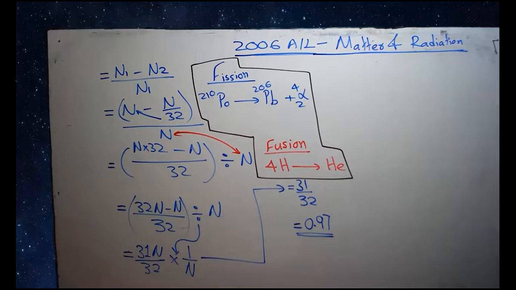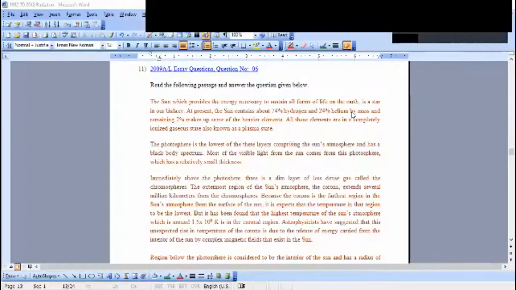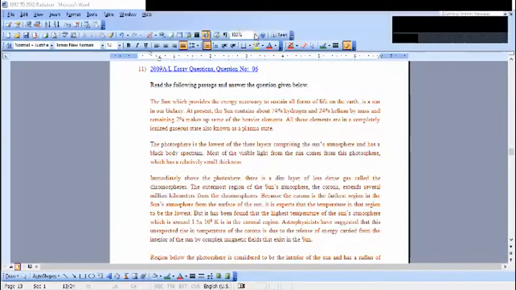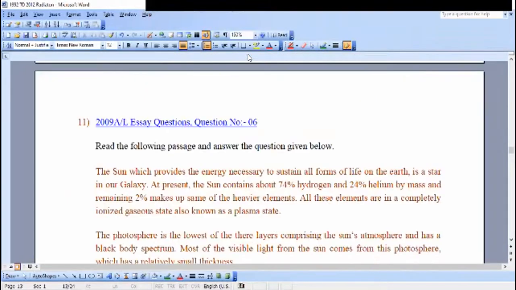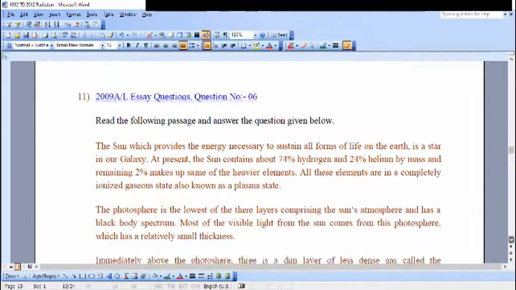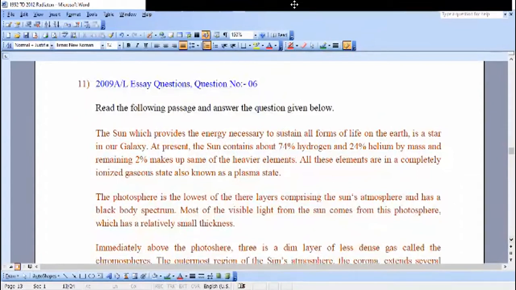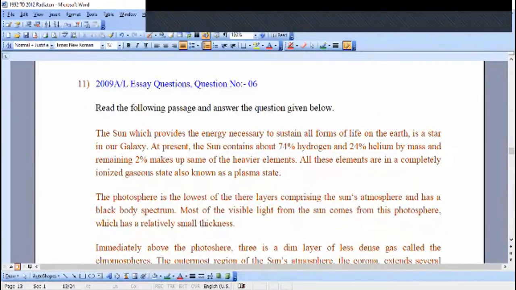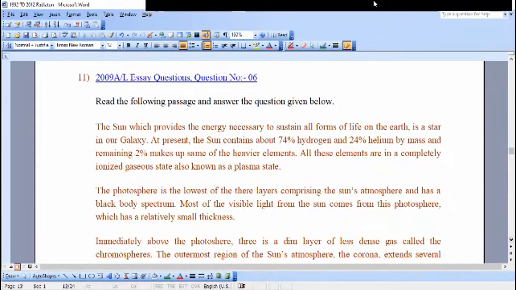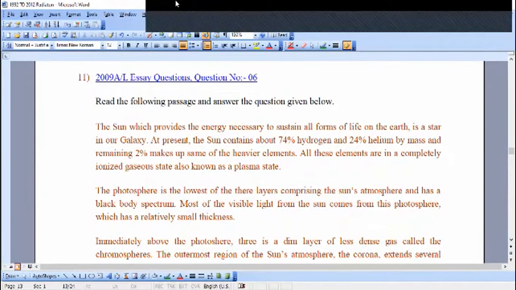Right. I'll show you one more past paper question. Let's try to get a start, and you may try to complete the rest at home. This question was given in 2009. It was given with a huge paragraph. So please write the heading as 2009 AL and read the paragraph. Somebody unmute the mic and read the paragraph. Start.